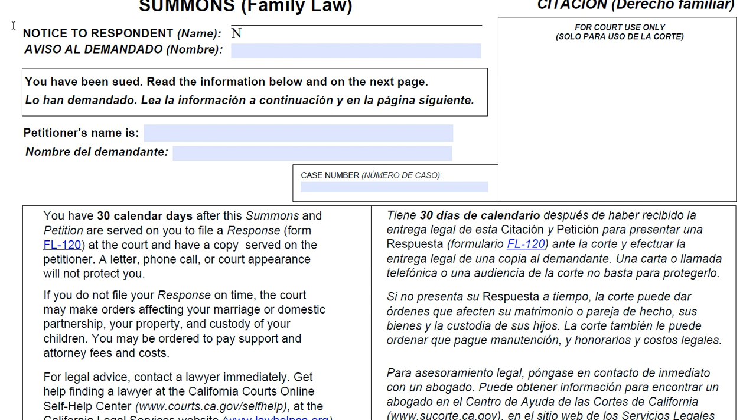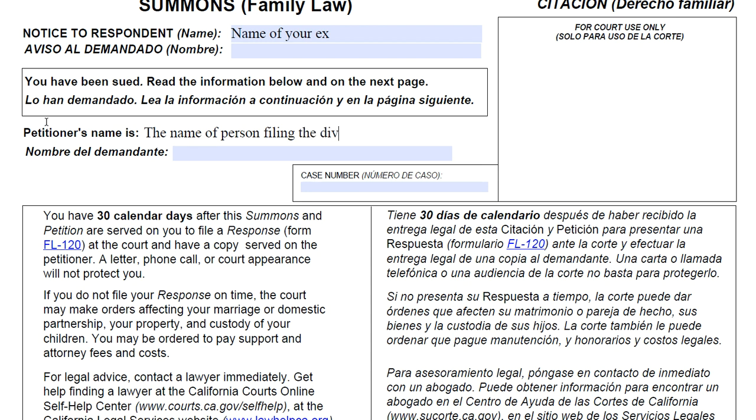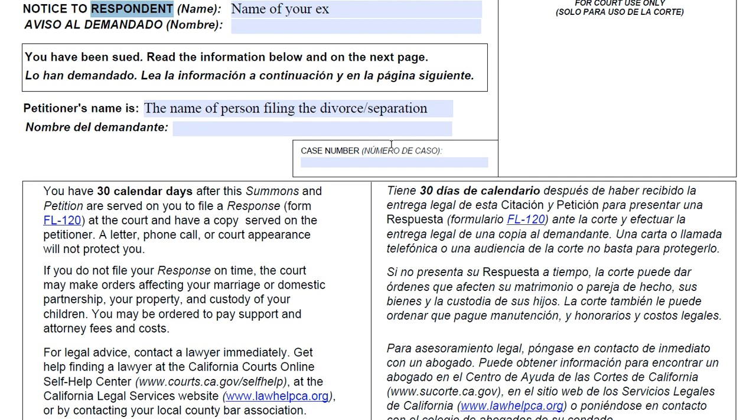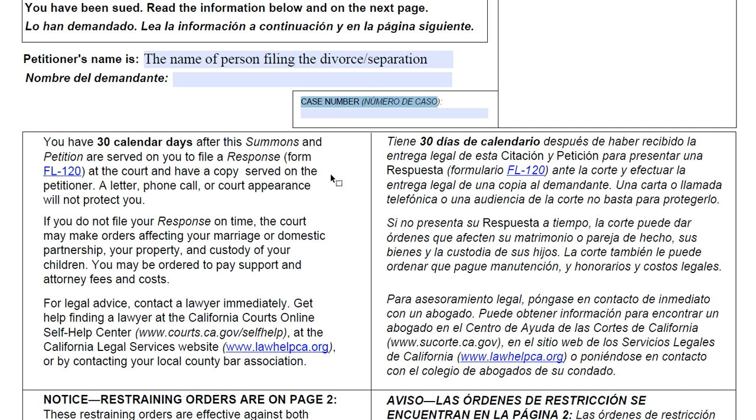So you'll write in the name of your ex there. The petitioner is you, the name of the person filing the divorce or separation. Those two things will always be the same. The person who filed will always be the petitioner, and the person who is responding will always be the respondent. At this point, you probably do not have a case number, so we'll leave this blank.